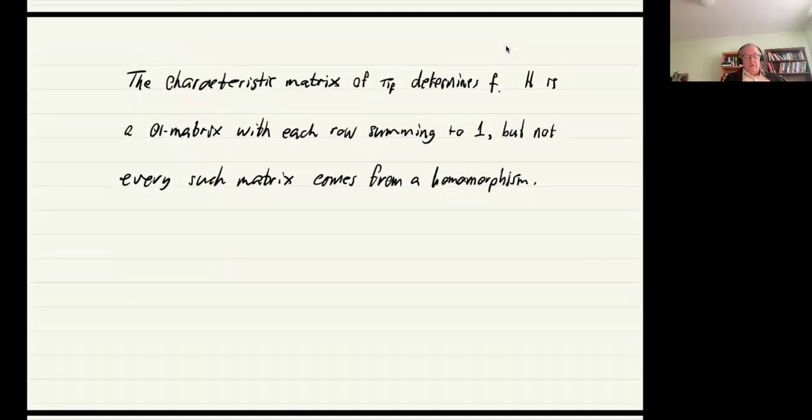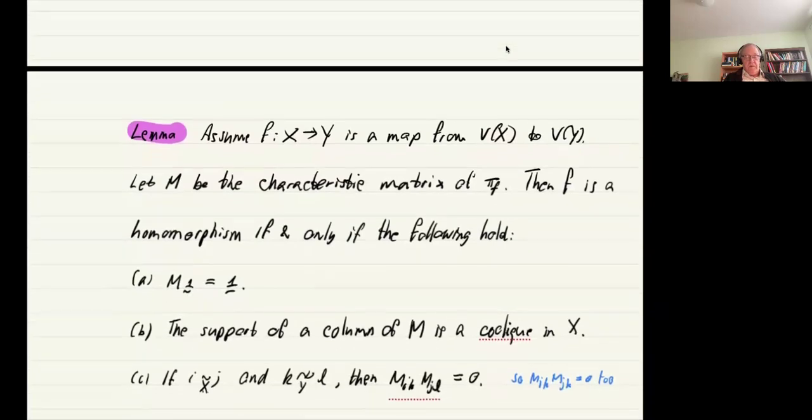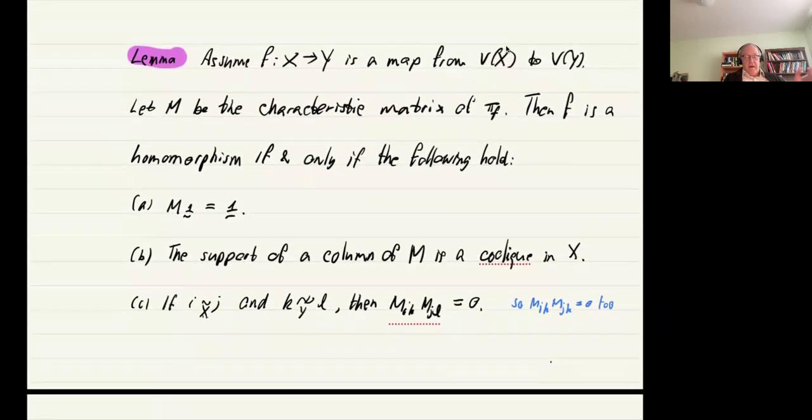Yeah, and this is repeating what I just said, that the characteristic matrix of the partition determines the function. Well, determines in some slightly vague sense, as a 0, 1 matrix. Not every such matrix comes from a homomorphism. So now here's the characterization for that. The point is we're going to get a characterization of the characteristic matrices on morphisms, and then I'm going to modify my characteristic matrices and say that they determine quantum homomorphisms.